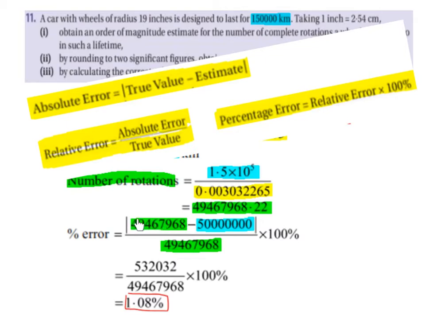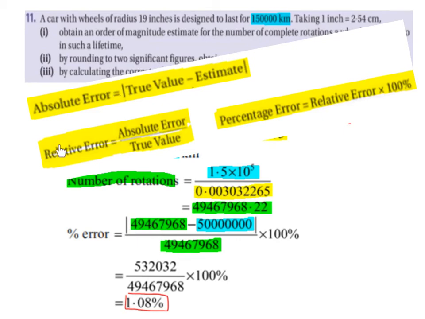So the number in green, 49,467,968, is the true value. Then we're going to subtract the estimate from part 2, which was 5 times 10 to the power of 7, which is 50 million. So subtracting those and taking the positive value gives us 532,032. So this is the absolute error.